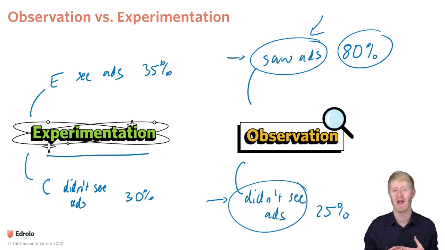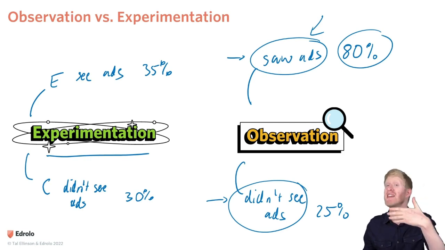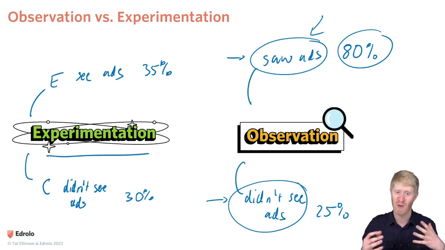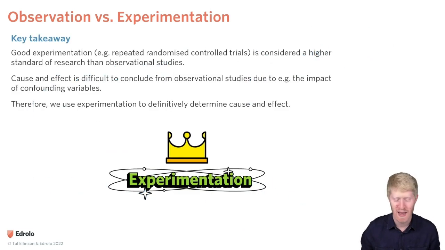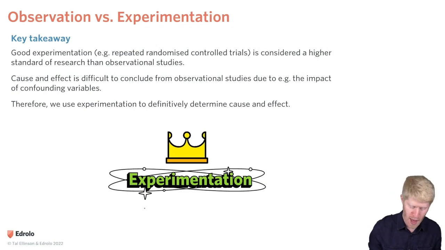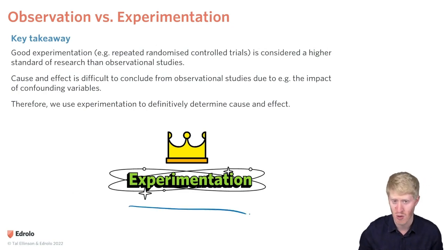In practice, we actually like to do lots of research. So we repeat randomized controlled trials. And once we get a lot of research together, then we really draw strong conclusions. So the key idea is that experimentation is king. And we need to use experimentation to draw causality.